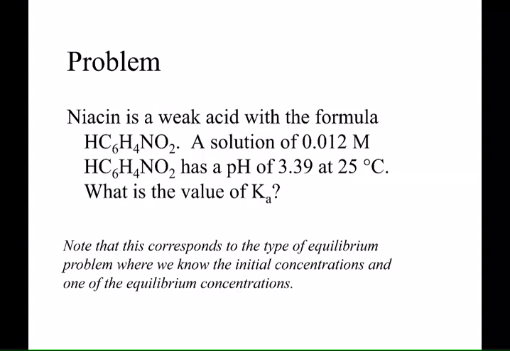So it's the hydrogen ion concentration times the concentration of the conjugate of the weak acid, C6H4NO2 minus 1, divided by the molar concentration of what I call the unionized weak acid, the molar concentration of the stuff that didn't break apart, HC6H4NO2. So that kind of gets you started.